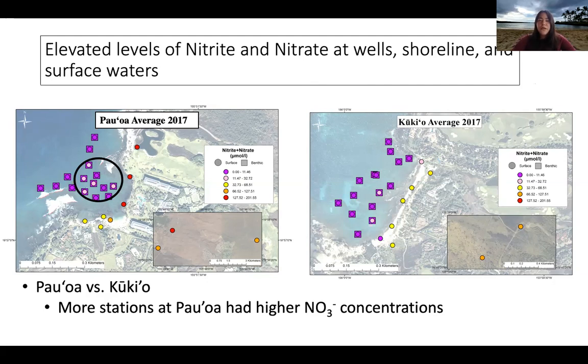The cooler colors are lower concentrations, with the warmer colors being greater concentrations. And so the purple here is about 0 to 11.5 micromoles per liter, and then these pink ones are about 11.5 to 32.72 micromoles per liter. So that's quite a difference in scale between the assumed ambient benthic and surface nitrate concentrations. And same for Kukio over here, we have 2 surface stations between that range as well. But there were more stations at Pauoa that did have higher nitrate concentrations than Kukio. But overall, nitrate was found to be higher at the wells, the shoreline, and also some of the surface waters.